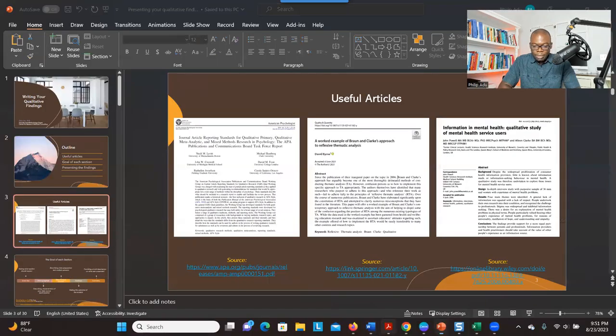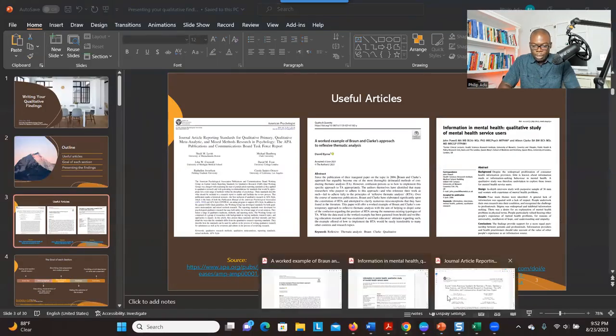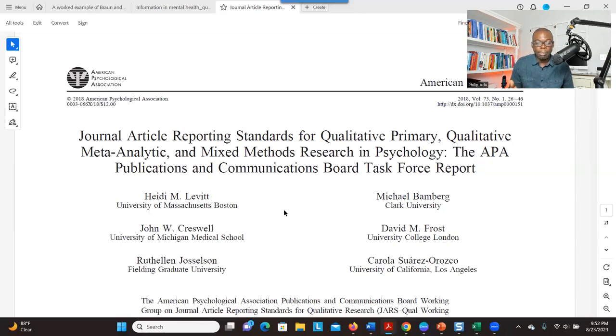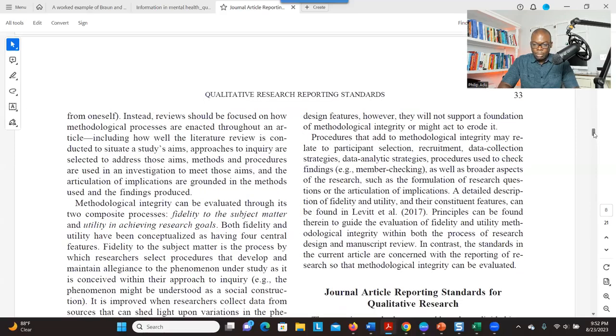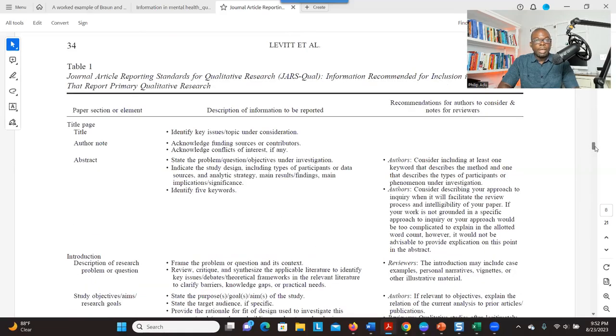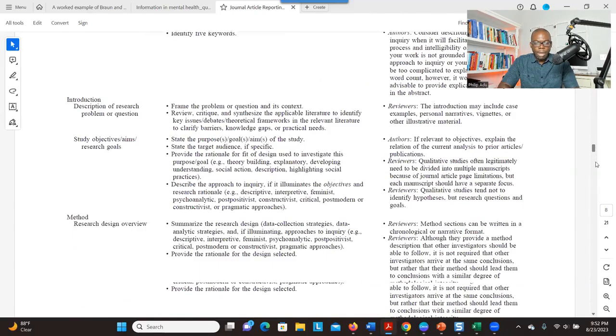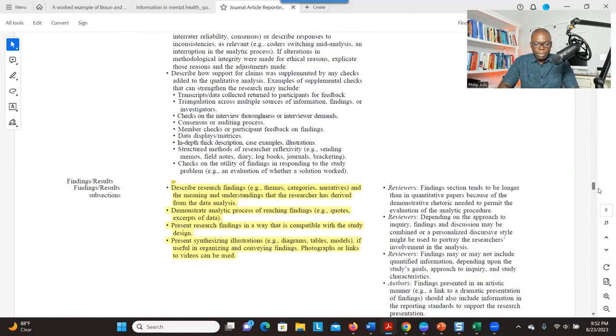There are three articles I'm going to show you. The first one was put together by the APA Publications and Communication Board Task Force. This report gives you information about the best way of presenting your qualitative or mixed method research. I'm going to go to the portion that talks about presenting your qualitative findings so that you can see the elements, the things that you have to think about when you are presenting your findings.